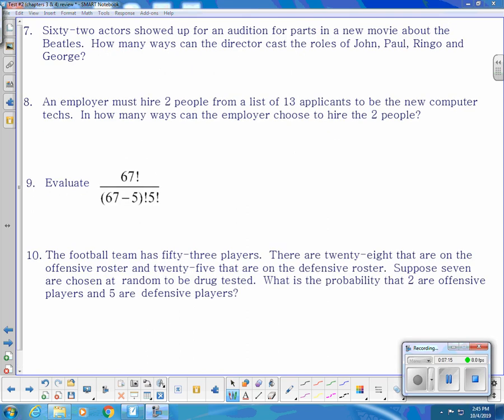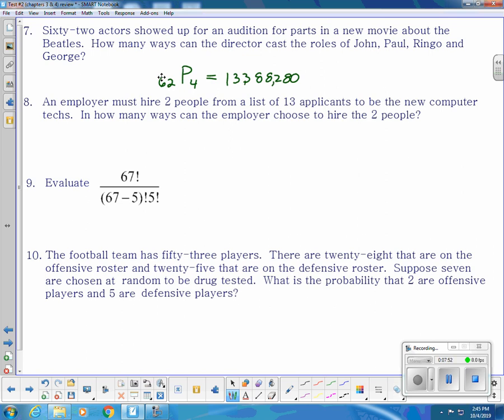62 actors show up for an audition for the parts in the new movie about the Beatles. How many ways can the director cast the roles of John, Paul, Ringo, and George? Well, those are 4 different parts that they're going to assign. So when you are assigning parts, it is a permutation. So you have 62 actors, you're assigning 4 roles. It's, again, big number. And you can use your calculator to put the permutation in.